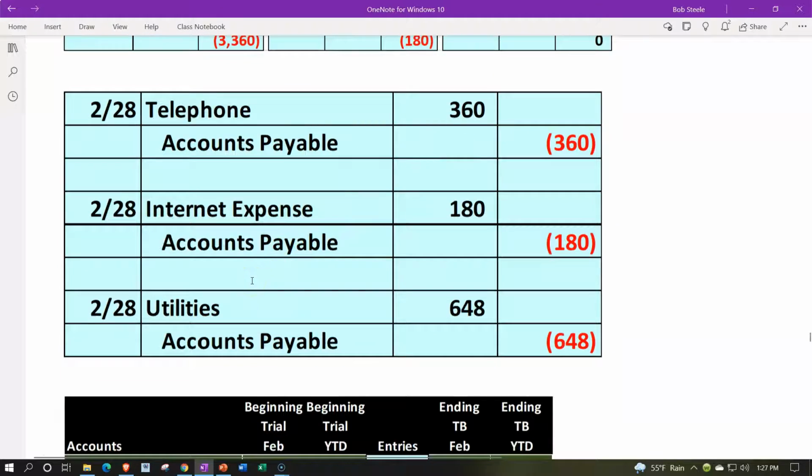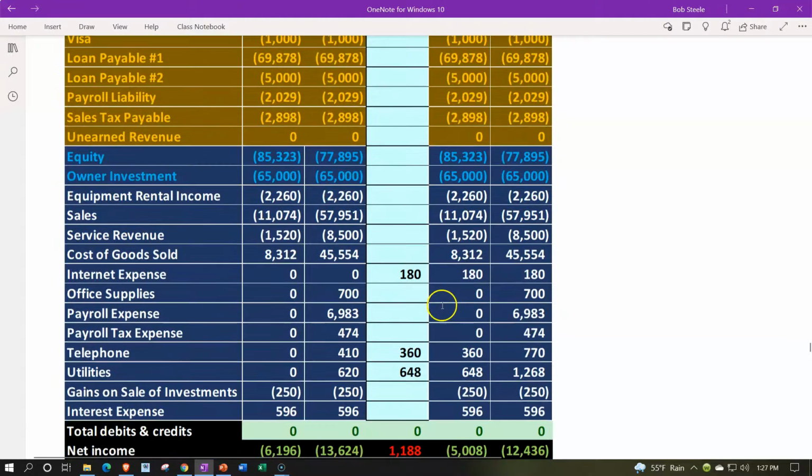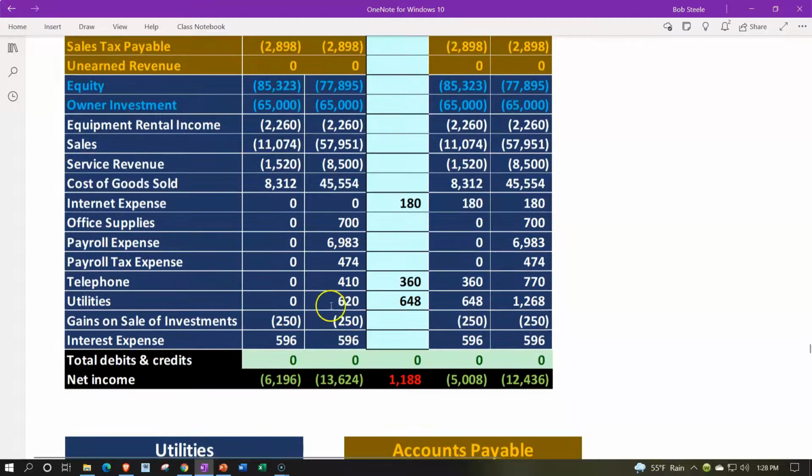Utilities, same thing. We paid Edison utility, debit the utilities expense, credit the accounts payable. So the accounts payable going up now once again. Utilities was down here. It was at 0 for the current month, went up by 648 to 648. For the year to date, it was at 620 plus 648. That goes up to 1,268.